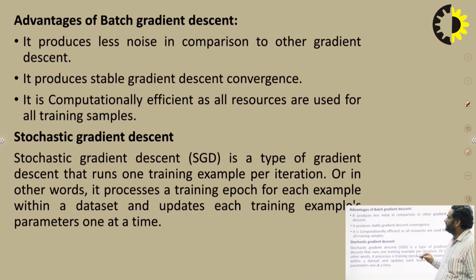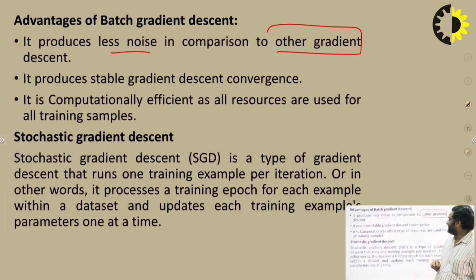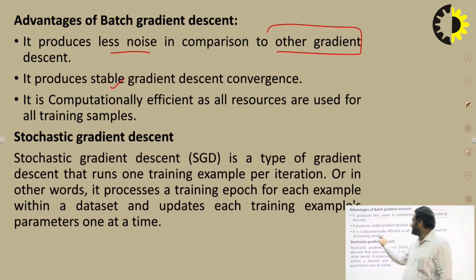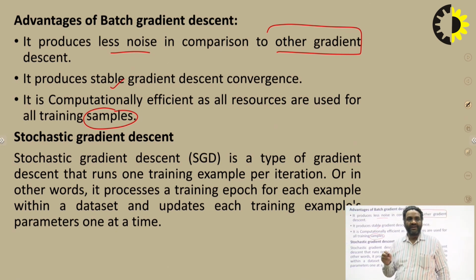The advantage of batch gradient descent is that it produces less noise in comparison to other gradient descents. So it has less noise. It produces stable gradient descent convergence. Second advantage, it is computationally efficient as all resources are used for all training samples. So this is the third advantage of batch gradient descent. Our second type is far better than the previous one, or we can say it is an updation of batch gradient descent.